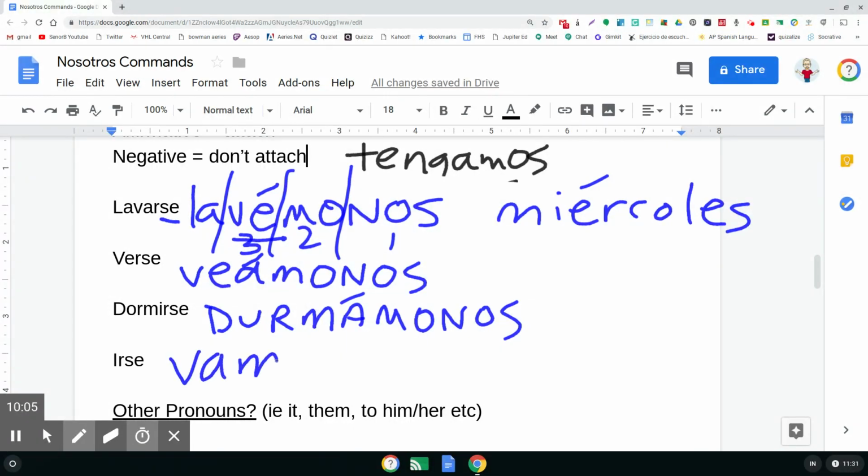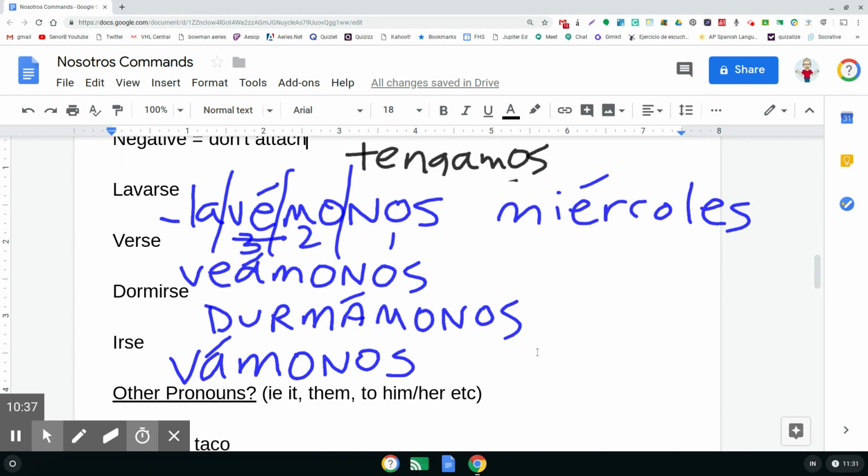So ir in its affirmative nosotros form command is actually not vayamos, it's just vamos. So vamos, I'll not add the S to it, and then I'll attach my nos to it, and it's vámonos, like that. So this is, I think, the only one that is weird in nosotros commands. The negative for ir is no vayamos, and the affirmative is just vamos. The rest of them don't do that, just ir. So vámonos is the affirmative nosotros command for irse.